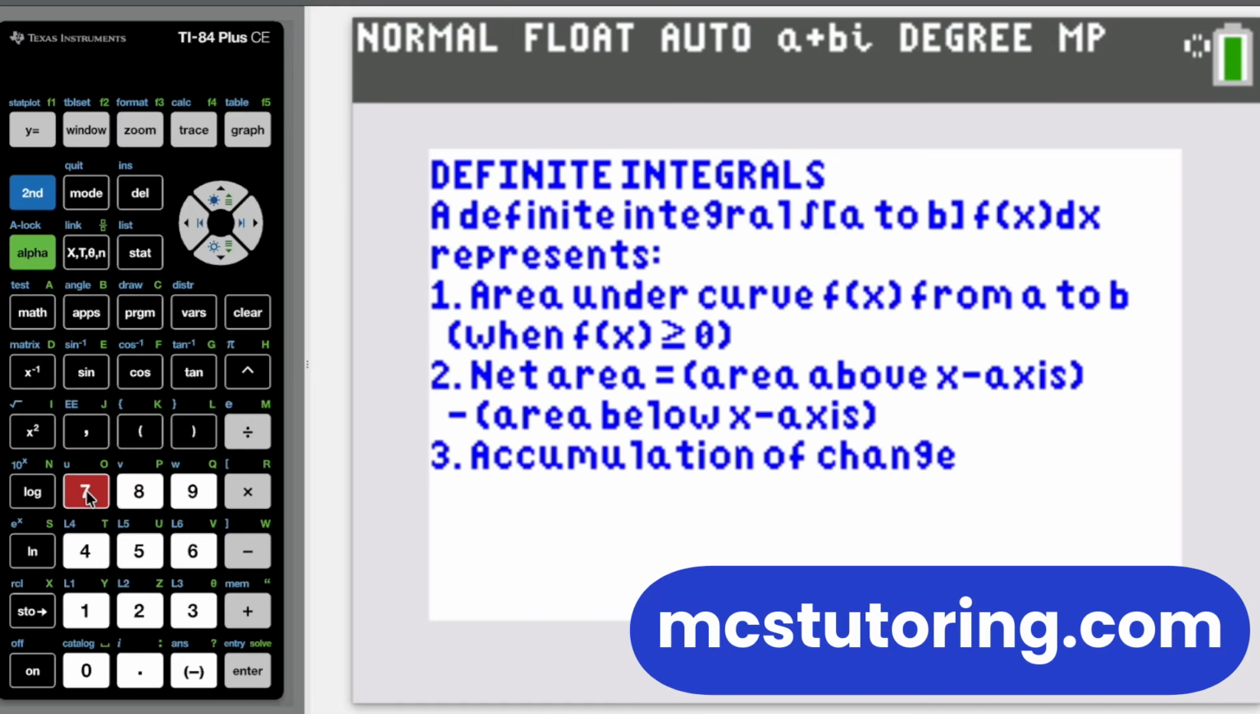And then we've got definite integrals. The definite integral from a to b of f of x dx represents area under curve f of x from a to b when f of x is greater than or equal to 0. The net area is area above the x-axis minus area below the x-axis. That's a good thing to keep in mind. And it's accumulation of change when you do integrals.